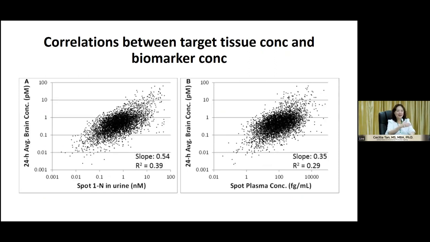So I have two figures here. A is the correlation between metabolite in urine and the carbaryl in brain. B is spot carbaryl parent in plasma compared to average concentration in brain. So again, not the best correlation, but better than 0.19. But urine is better. The reason is that urine, if you remember, is an accumulation over time, and we are asking about the average in the brain. When you do spot plasma concentration, it depends on when you sample, so it does not represent the average in the brain. But with urine, because it's accumulation, it gives you more information.